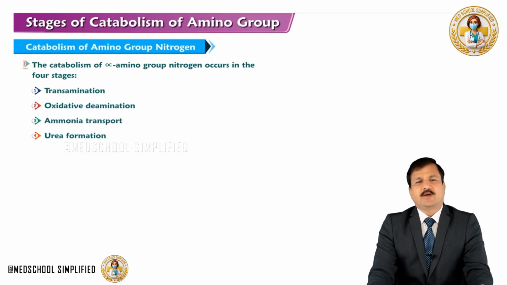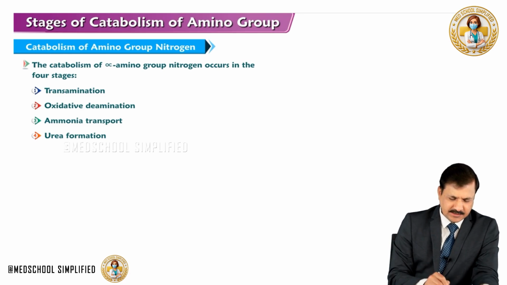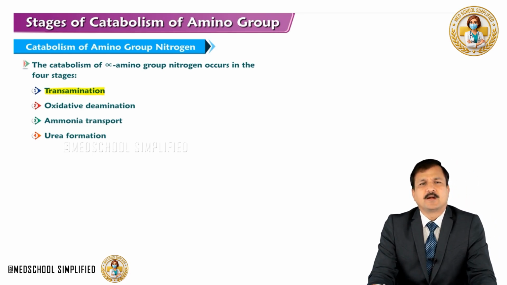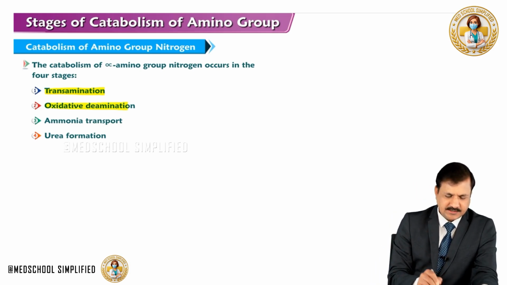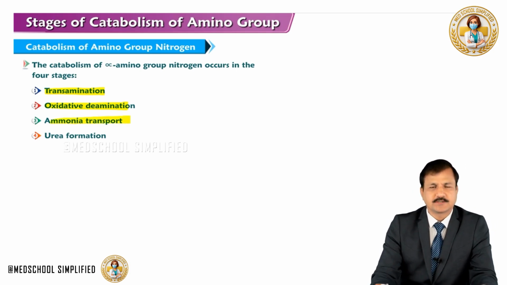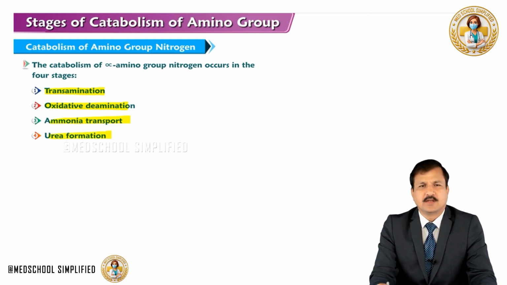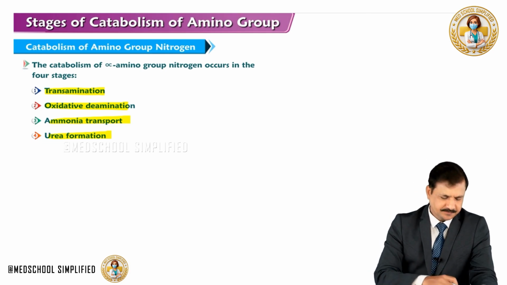Now the catabolism of amino group nitrogen can be studied in 4 stages. One is transamination reaction, where there will be transfer of alpha amino group from an amino acid to alpha keto acid to convert that into an amino acid. I'm going to explain that to you in the subsequent slides. And then the second stage is oxidative deamination, the third stage is ammonia transport, and the final stage is urea formation in the liver. Let's get into our first stage.